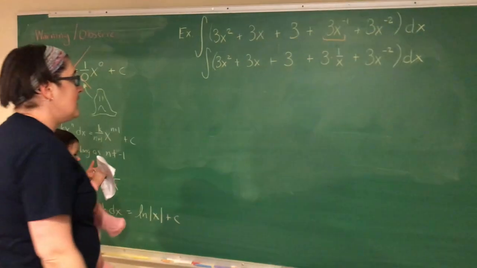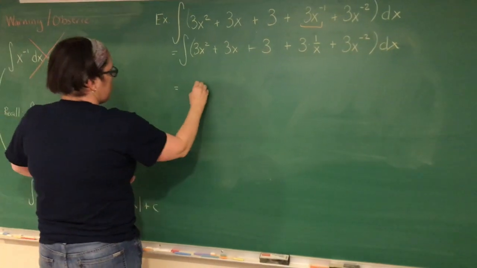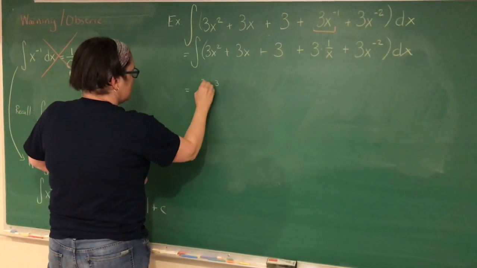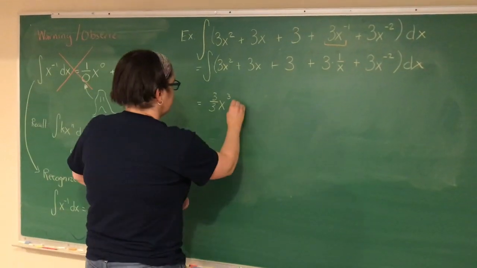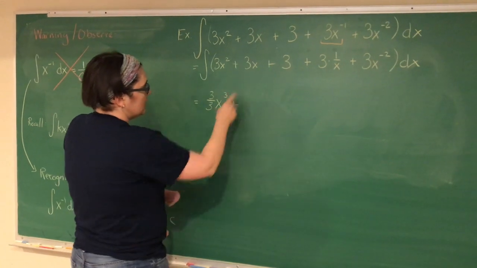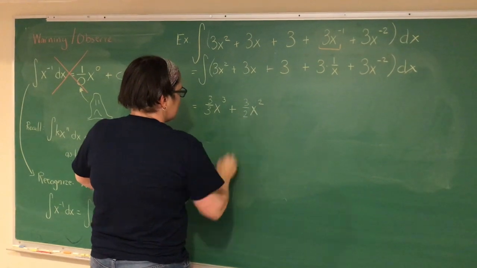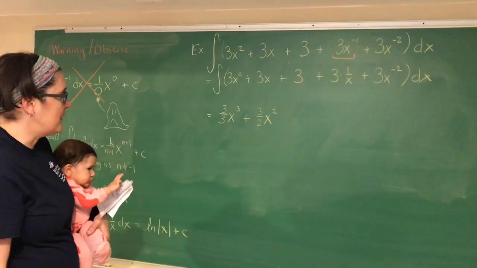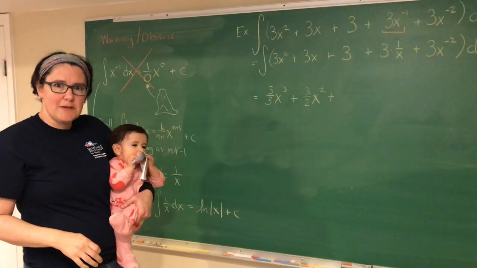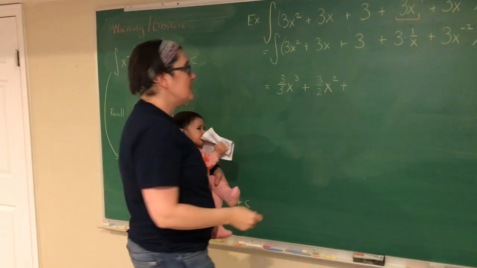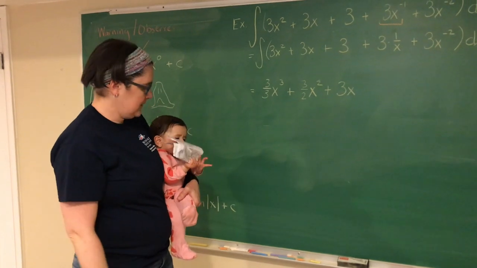Okay, so now I'm ready to take my antiderivatives. So for this first one, I'm going to add 1 to the power. So we have x to the third. Divide the number in front by the new power. So we have 3 over 3 x to the third. For our second one, I'm going to add 1 to the power. So I have x squared. Divide the number in front by the new power. So I have 3 halves x squared. Our next term is a little bit different because it's a number sitting by itself. So its antiderivative will be to tack on an x. So we have 3x.